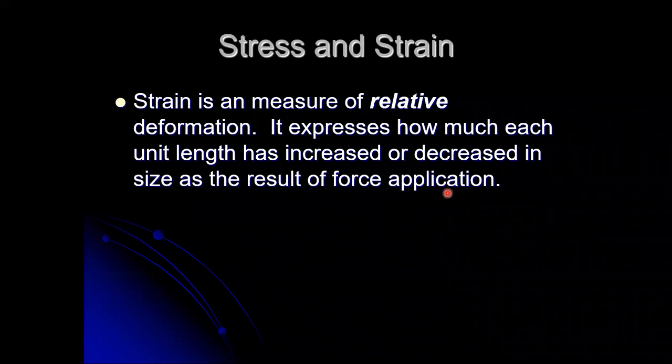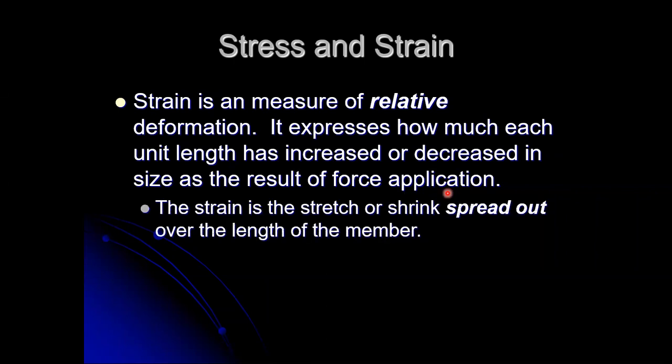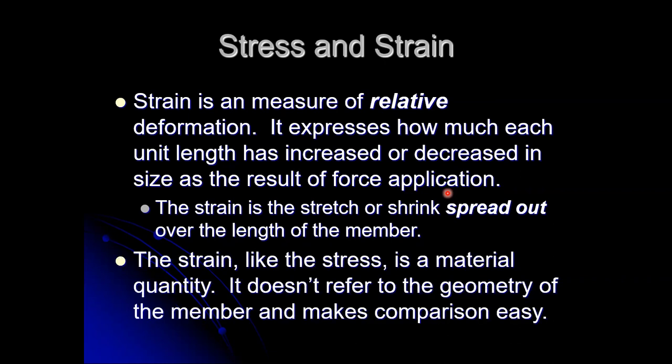Now, so strain is a measure of relative deformation. It's deformation compared to the overall length. So it tells you how much each unit length has increased or decreased in size. If the stress is positive, then the strain is positive, it increases in size. If it's negative, it decreases in size. So I like to think of the strain as the amount of stretch or shrink, the amount of deformation spread out over the length of that member. That's where the division comes in.